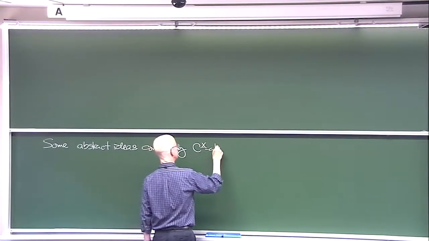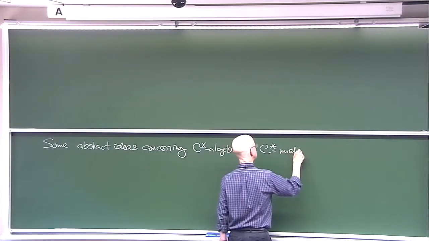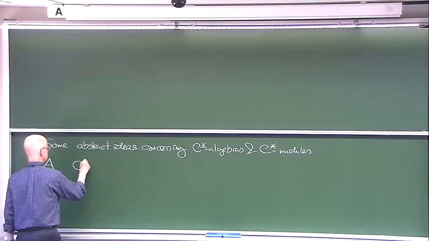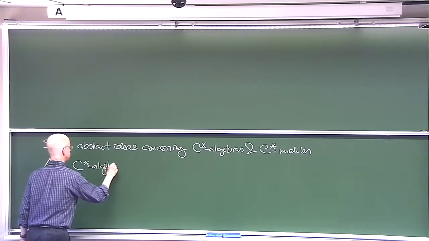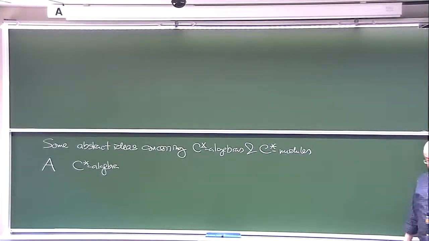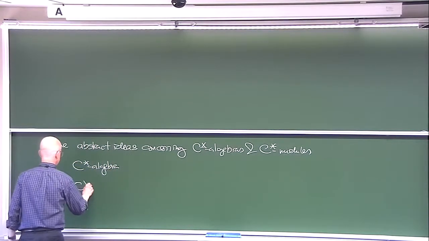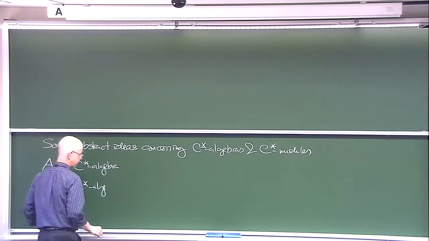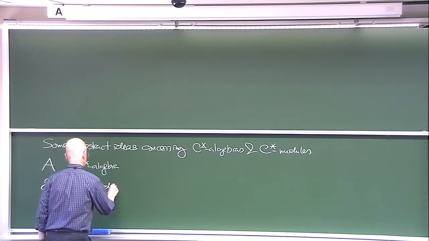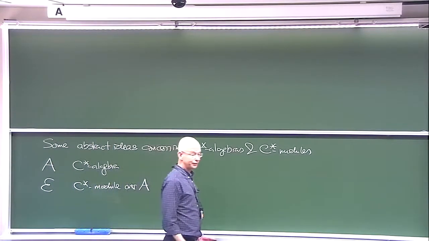C-star algebras and Hilbert modules, C-star modules, I guess we're calling them. So suppose you have a C-star algebra A. Eventually, it will be a group C-star algebra, but not at the beginning. And let's remember that we discussed at some points C-star modules over a C-star algebra, so for example, over A. And so there is a definition.